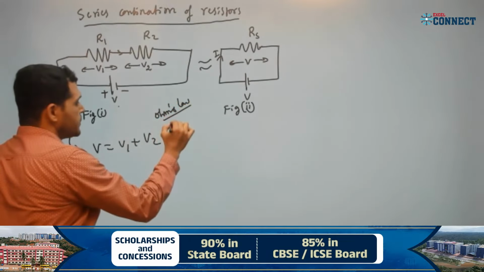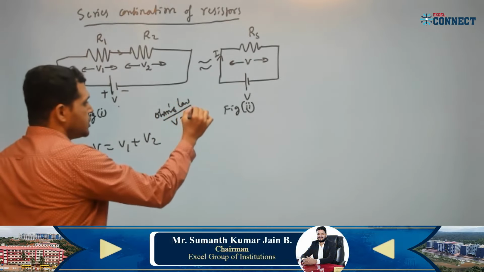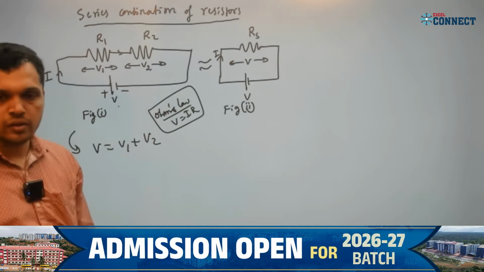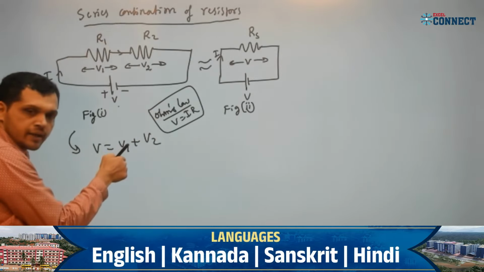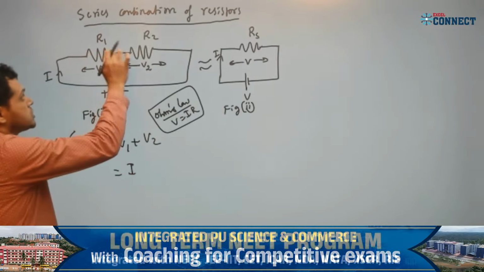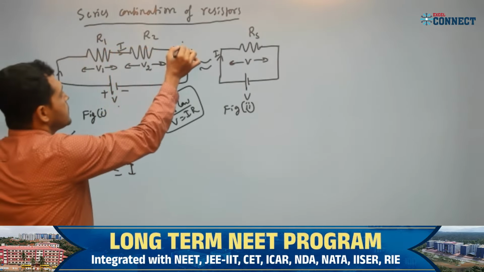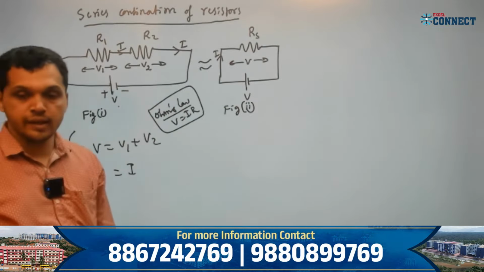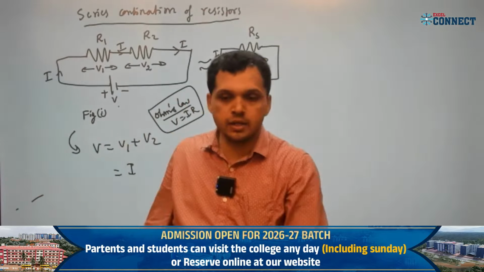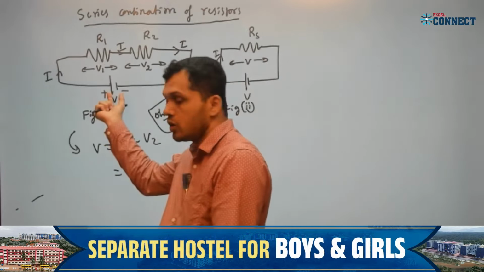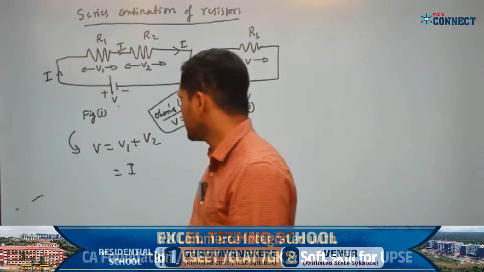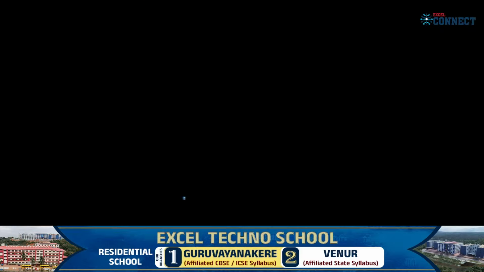Ohm's law states V is equal to I into R. Substitute V is equal to IR here. I is the same throughout. In a series combination, the same current I flows, because the same amount of charge is delivered by the source of EMF voltage V. Correct? Yes. What is the question?